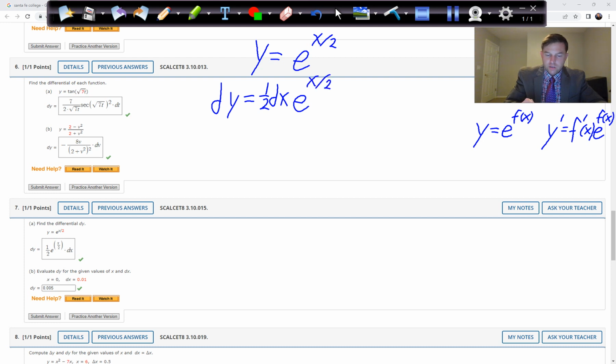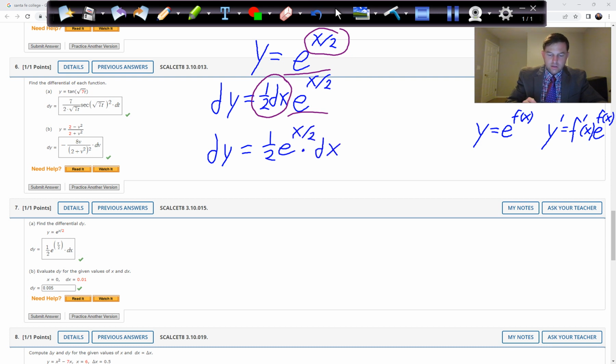So notice what happens in a derivative of e: this stays exactly the same, but this is the derivative of this. So 1/2 x, derivative of that will be 1/2 dx. Okay, so I think I just rearranged the order a little bit. So we say dy is 1/2 e to the x over 2 dx. We usually like to write dx last, so that's how I wrote it there.